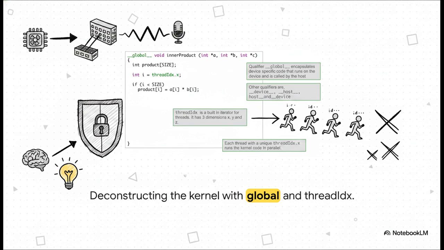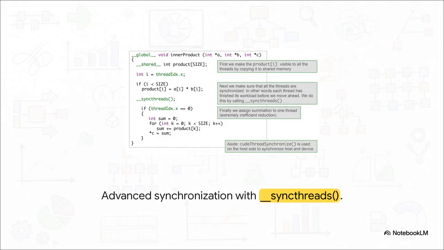Right below that, we grab our built-in threadIdx.x iterator, which gives each thread its unique assignment for the multiplication phase. And look, we even have our guard clause checking if i is less than size to keep that memory access perfectly safe. Finally, we reach the summation phase, and this requires some careful coordination.